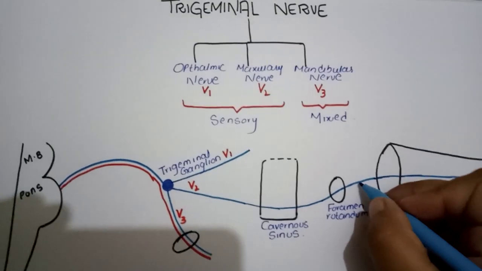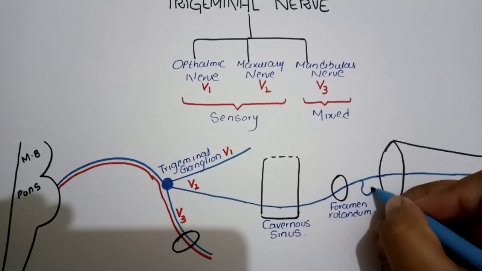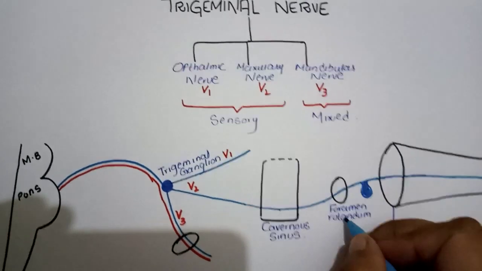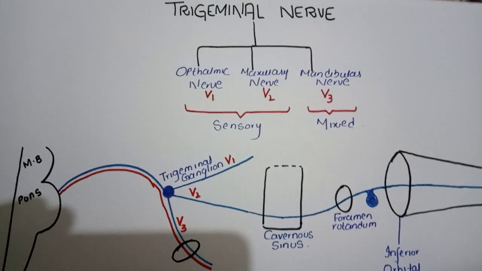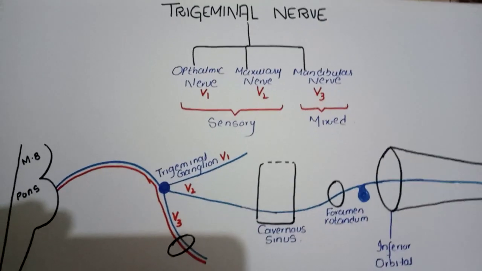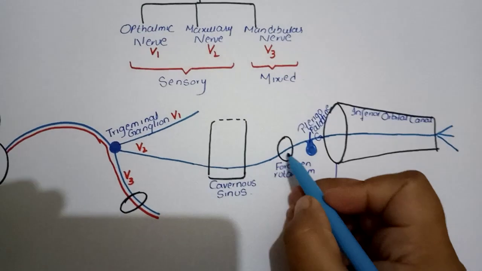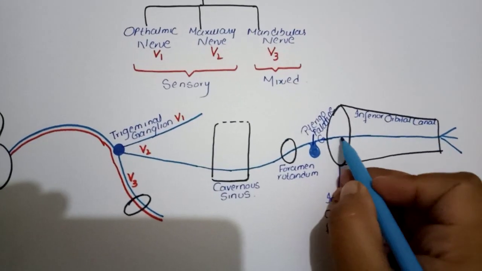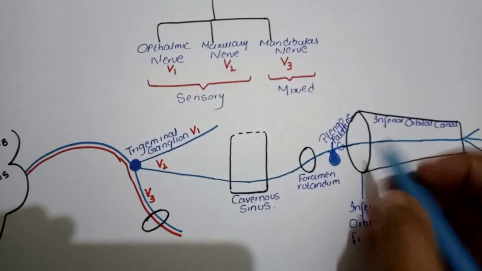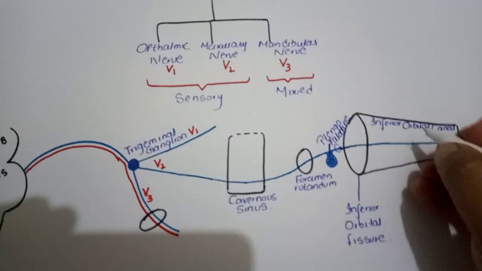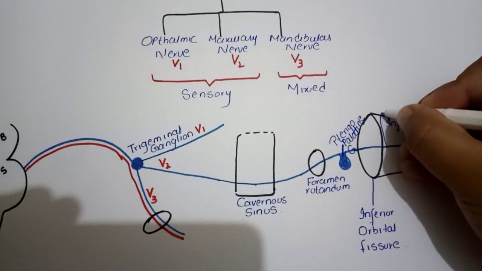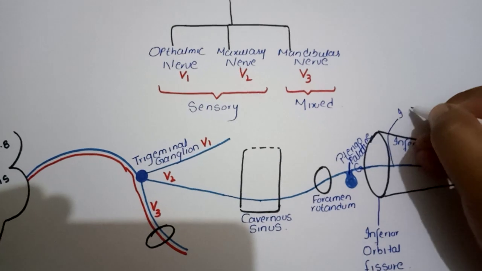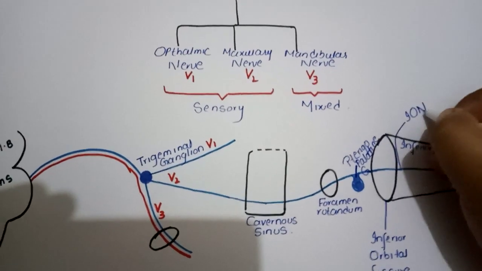Here is the presence of the ganglion known as the pterygopalatine ganglion between the foramen rotundum and the inferior orbital fissure on the maxillary nerve. As the maxillary nerve enters the inferior orbital canal, it becomes the infraorbital nerve. Basically, the infraorbital nerve is the same as the maxillary nerve. It is just a continuation of the maxillary nerve.